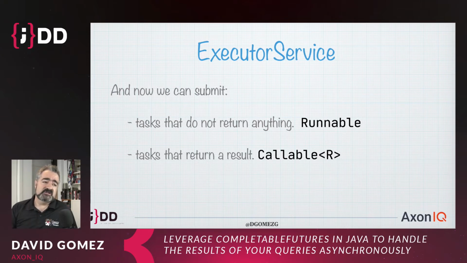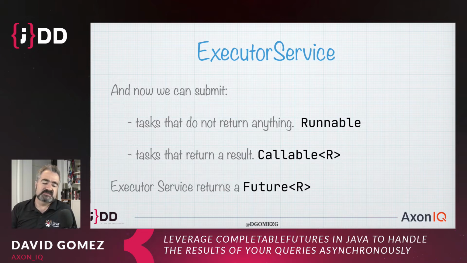So when we submit a new callable to the executor service, the thing that we will get in return is something called a Future of R. A Future of R is a container that gives us a pointer to the task that has been submitted to the executor service. That means that we can wait and get the result whenever it's ready, or we could even cancel the task that we have asked to run asynchronously.